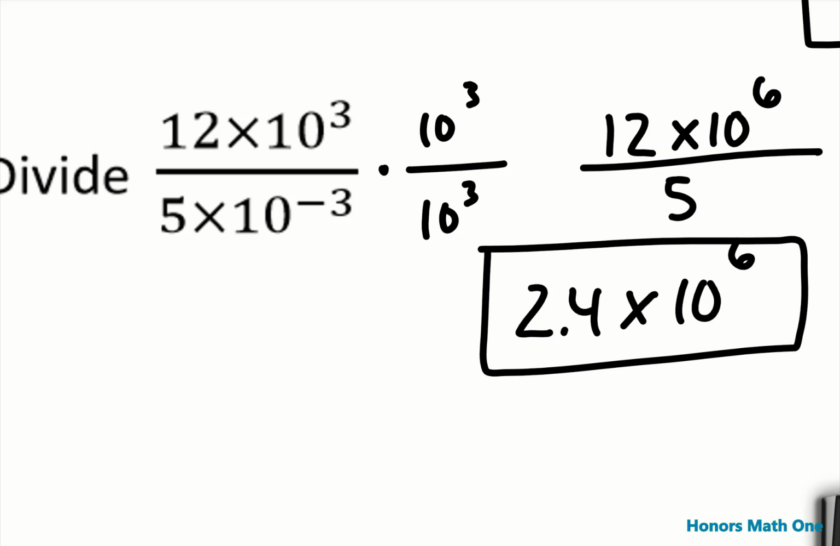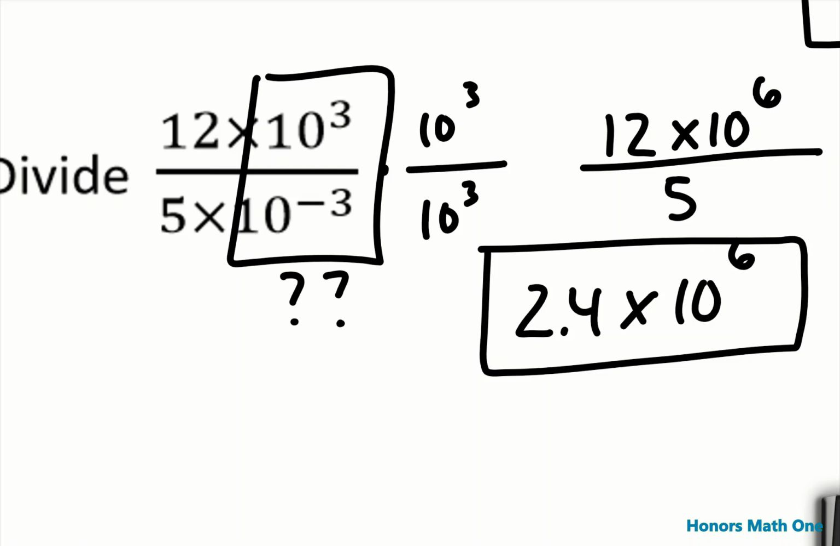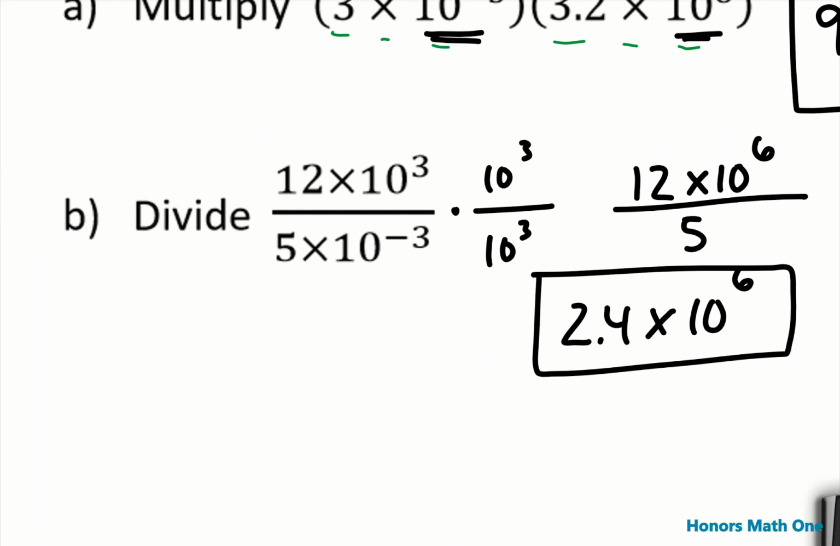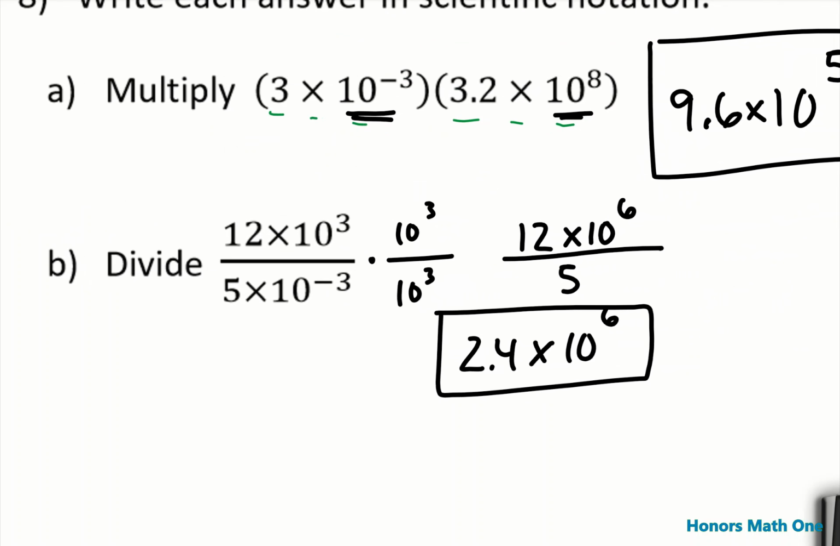So be real careful. If you see something like this, don't be inclined to think that's the number 1, because that's not the number 1. That's 10 to the sixth power. It's a very, very large number. For sure, if you did have 10 to the third over 10 to the third, of course that's equal to 1, but that's not what we had. So this is the answer for part A and the answer for part B.